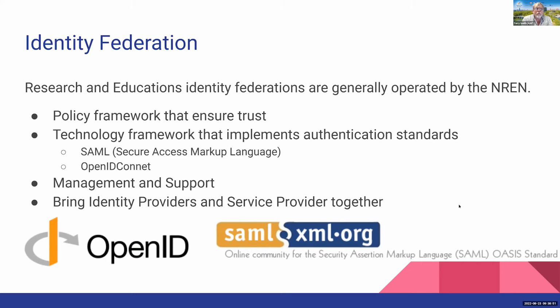Identity federations provide a policy framework that ensures the trust, and they provide a technology framework that implements the authentication standards. And at the moment, there are a couple of standards. SAML's the most popular one for identity federations, but OpenID Connect is starting to move more into the federated space with multiple identity providers talking to multiple service providers. Still some work needed in that space in OpenID Connect to make that a reality. But there's also a lot of proxying happening to enable OpenID Connect services to connect to multiple institutions via SAML.